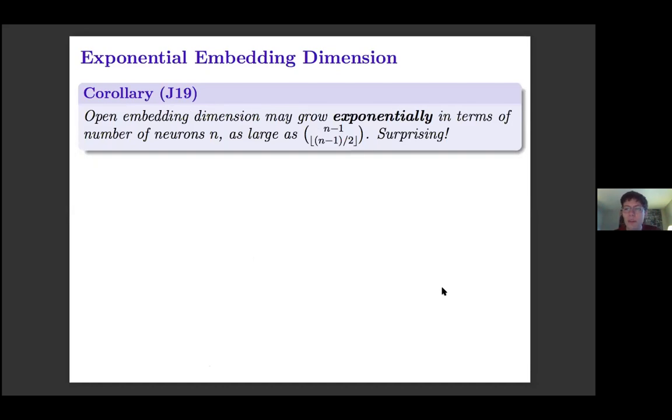Of course, the number of facets in a simplicial complex can be much, much larger than the number of vertices. In particular, this tells us that the open embedding dimension can be exponentially large in terms of the number of, in this framework of neural codes, neurons, which in my simplicial complex would be vertices. In particular, it could be roughly n-1 choose (n-1)/2.